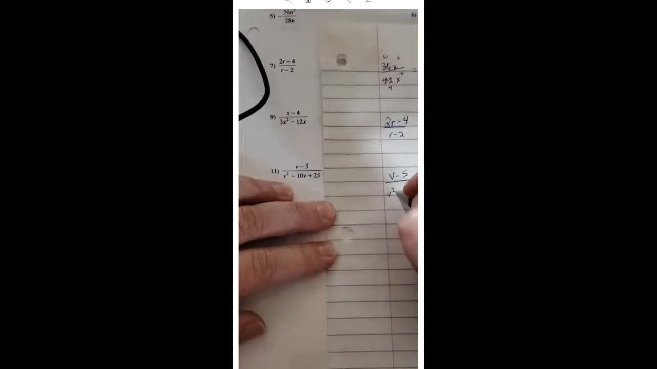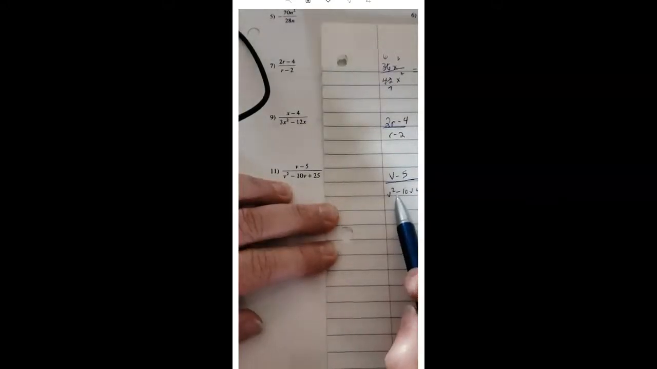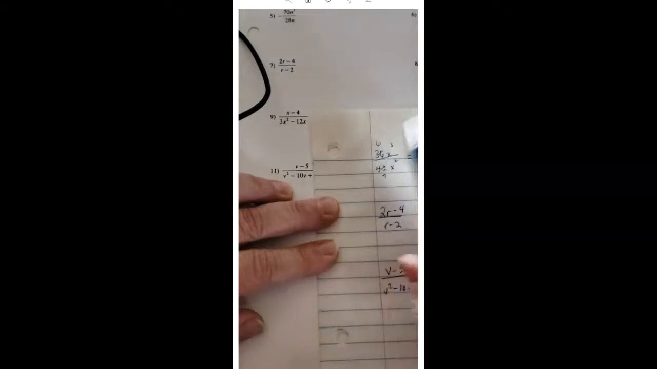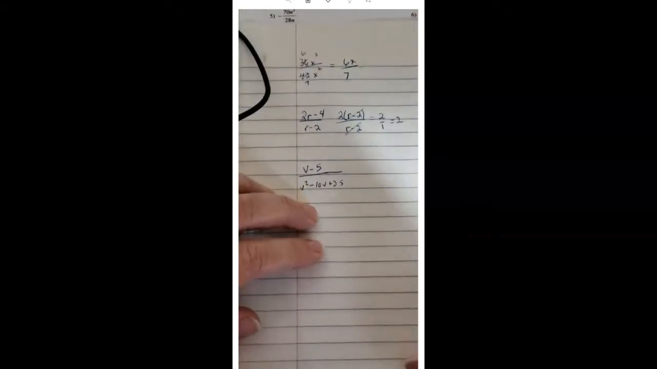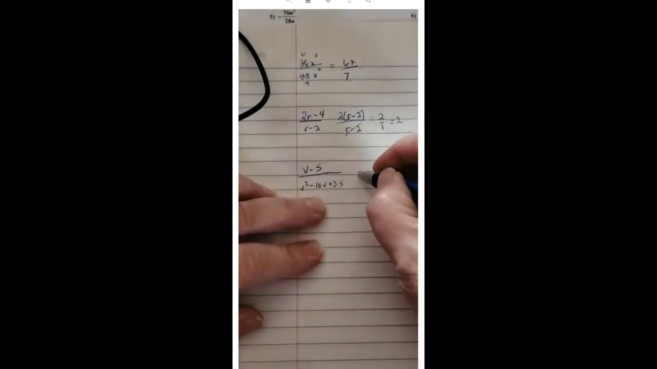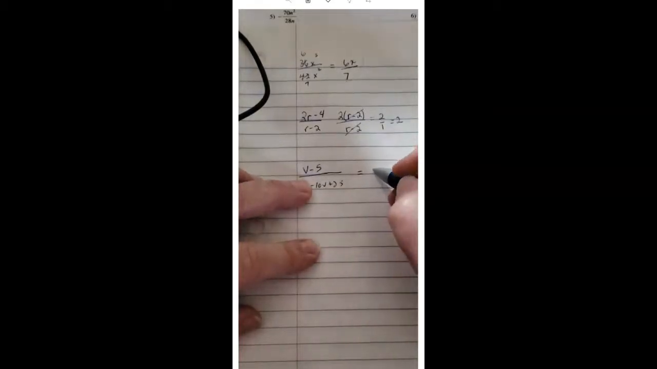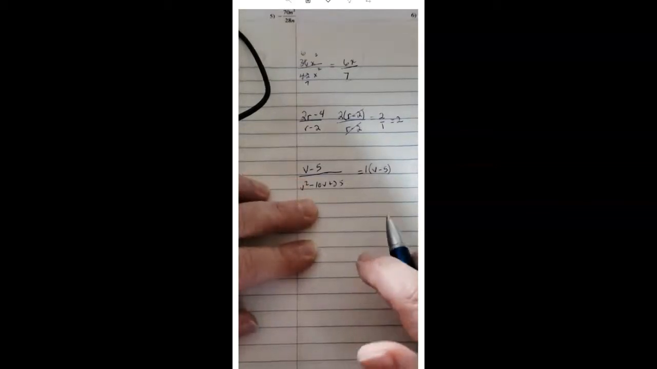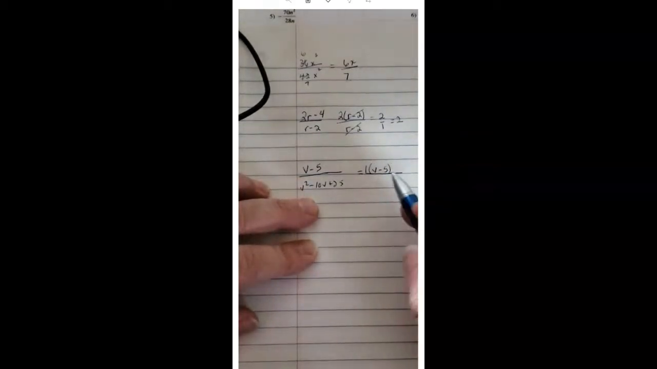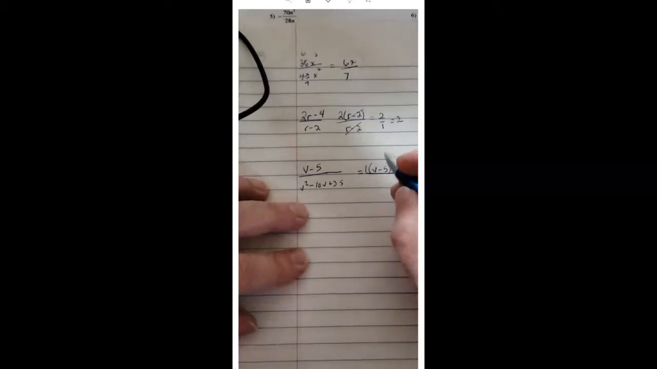Next one I want to try is number 11. Number 11 is v minus 5 over v squared minus 10v plus 25. Again, this is a binomial. This is a trinomial. I cannot do this because there's an add or subtract sign in my way. So the first thing that I have to do is try and factor it. The top doesn't even have a greatest common factor of anything besides 1, but I can write that as 1 times v minus 5. And somebody's going to say, do you have to? And I'm going to go, nah, it all depends on what you want.